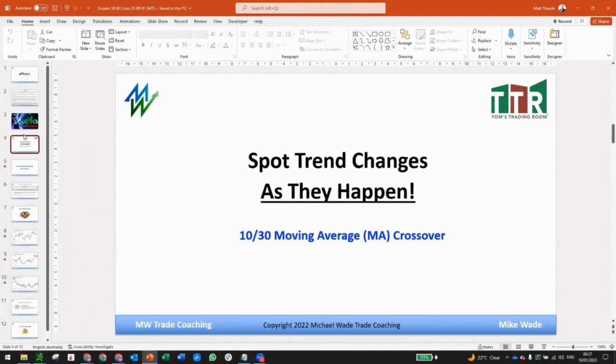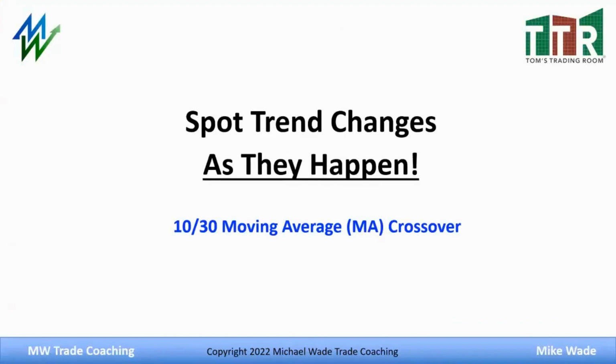Hello everybody, spotting trend changes as they happen. And how are we going to do that? We are going to do that with an awesome, elegant, simplistic strategy that has been around for many a year, and it is known as the 10-30 moving average crossover.